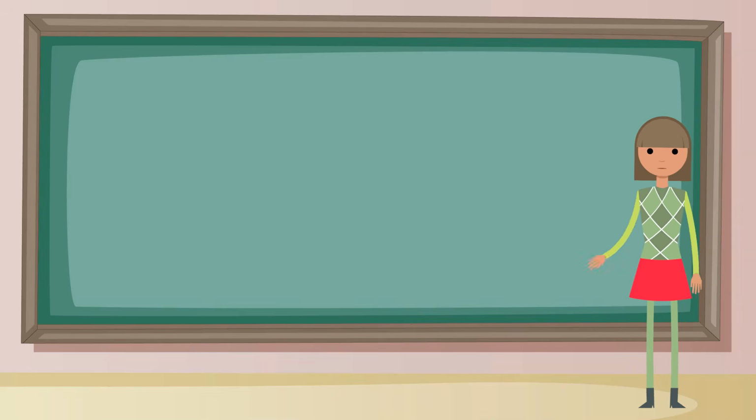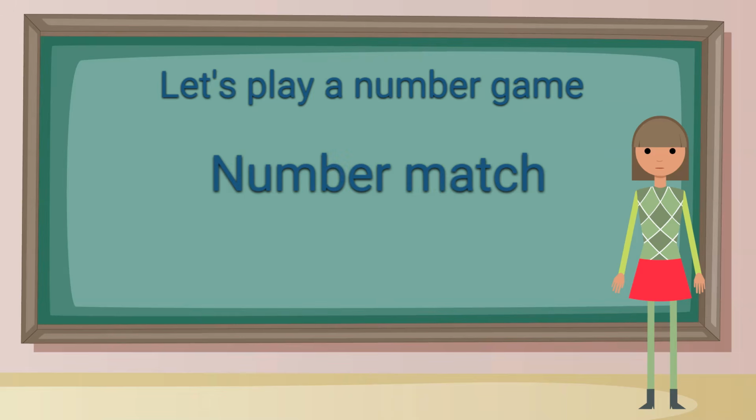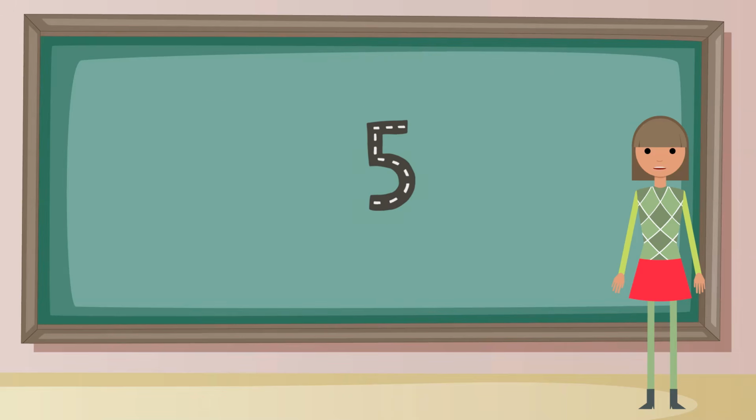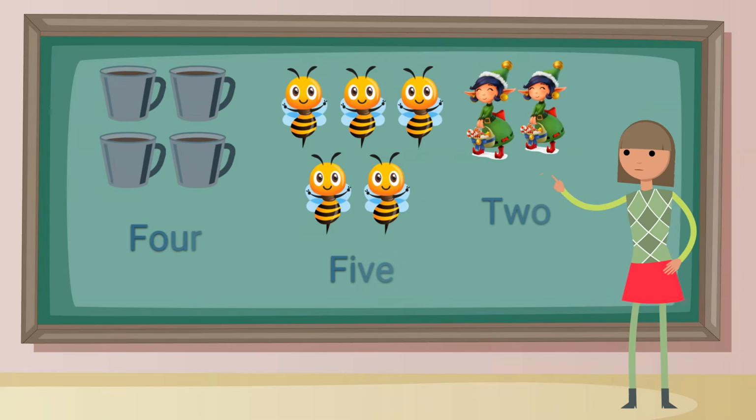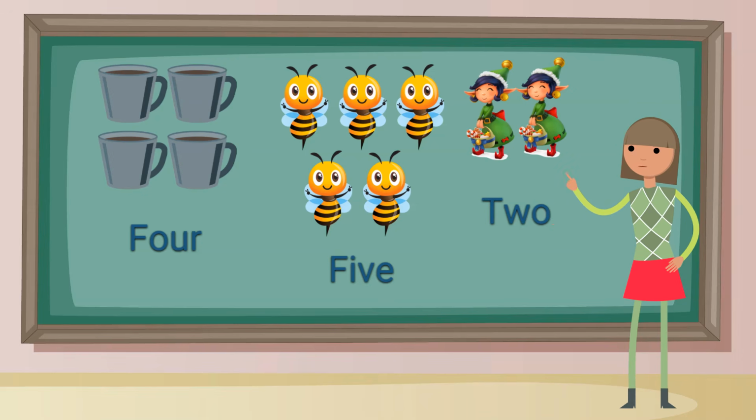Hello friends! Let's play a number game. It's a number match. You have to match 5 to where you can count 5 things. So where here you can count 5 things? You can count 5 mugs, 5 bees, or 5 elves.